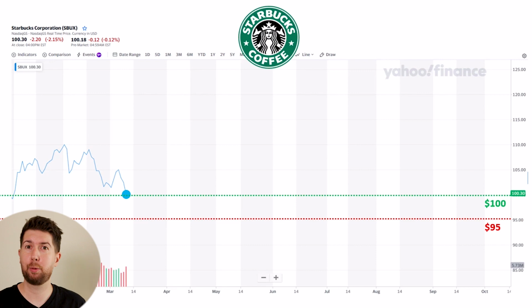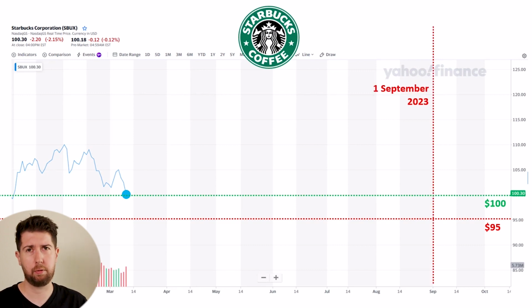Let's continue with selling cash secured puts. So 95: our goal is to try to buy Starbucks for 95 and not for 100. This is the goal of the strategy. And of course, we need to decide an expiry date for our option. Let's say, for example, the 1st of September, which is four months from now.